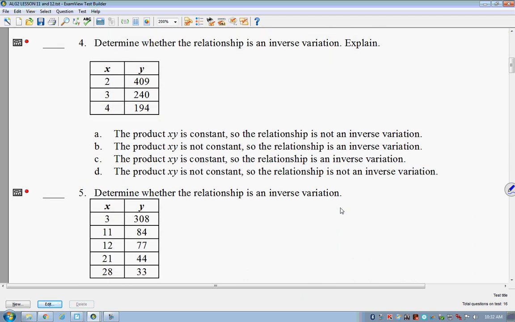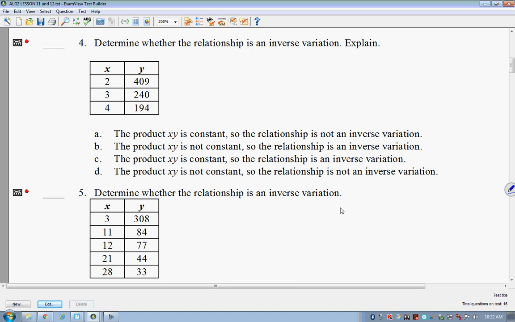Determine whether the relationship is an inverse variation. All right, what is happening with the x's? Are they going up or down? As I go down through the list, am I going up or down? Just because I'm looking at it downwards doesn't mean it's going down, right? It goes 2, 3, 4. So my numbers are going up. What's happening over here? 409, 240, 194. They're going down. So based upon appearances alone, it looks like what kind of variation? Inverse.